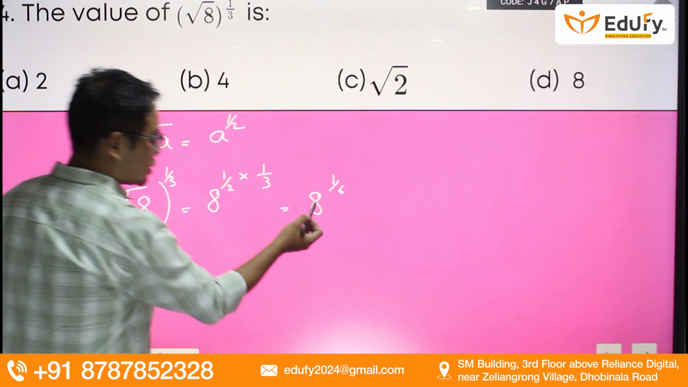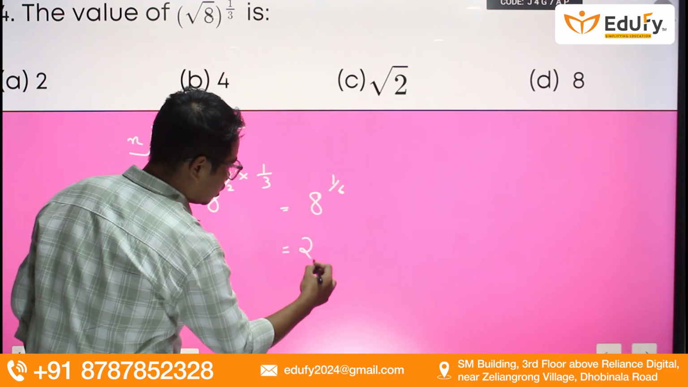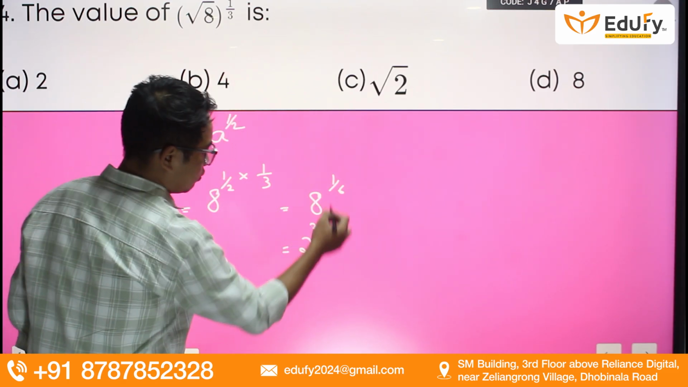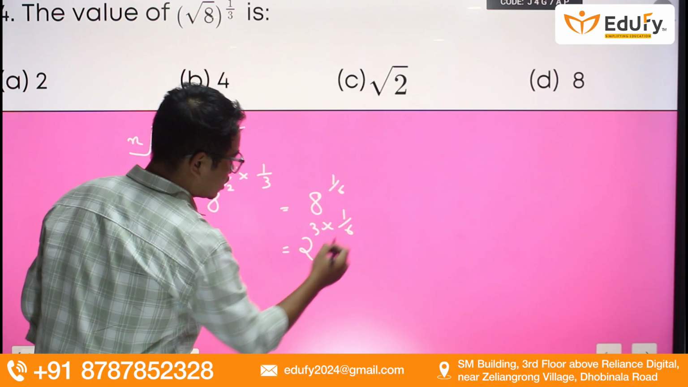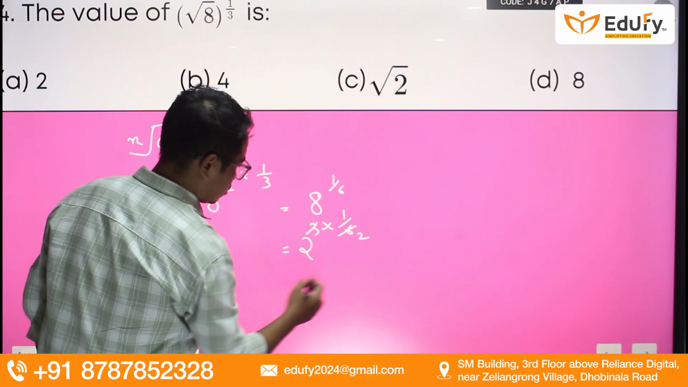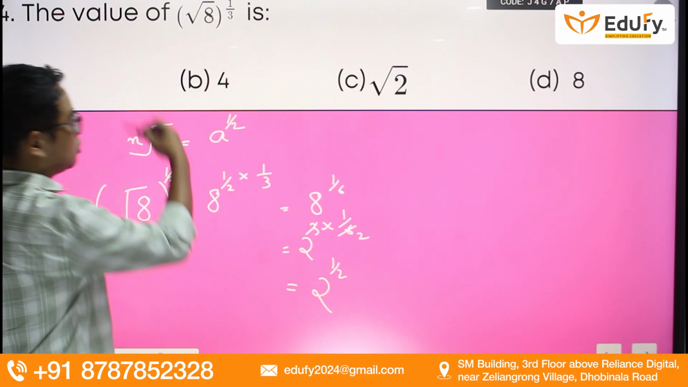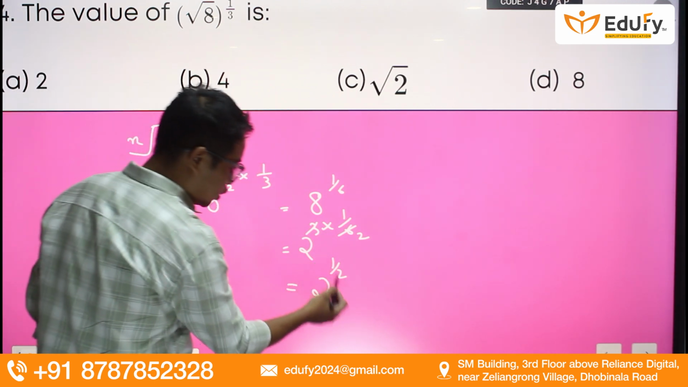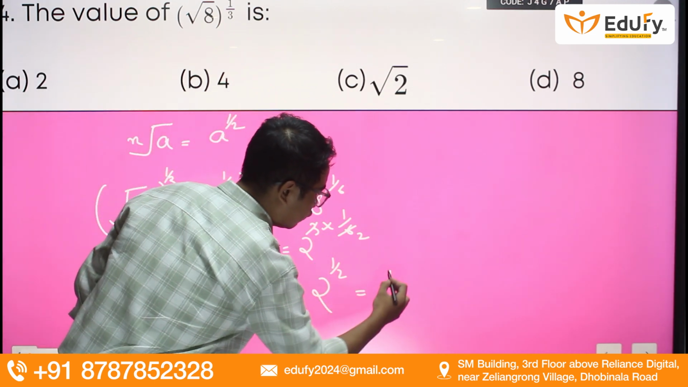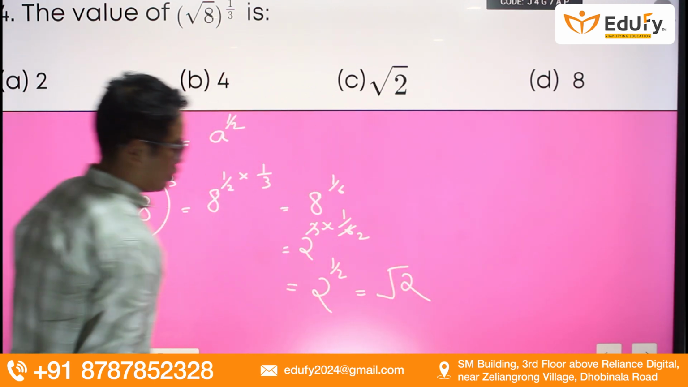Now again, this 8 can be written as 2 to the power 3, right? And then multiply this with this 1 by 6, so you're getting 3 over 6. So here I've got 2 to the power 1 by 2. Now this is not in your option, but this 2 to the power 1 by 2 can be written as root over 2. So this will be your answer.